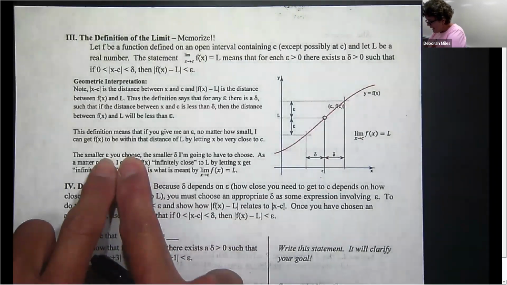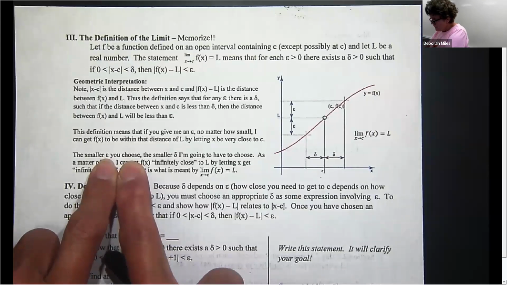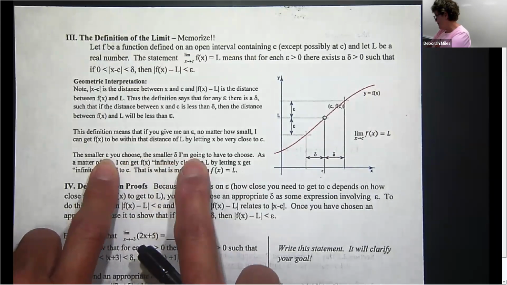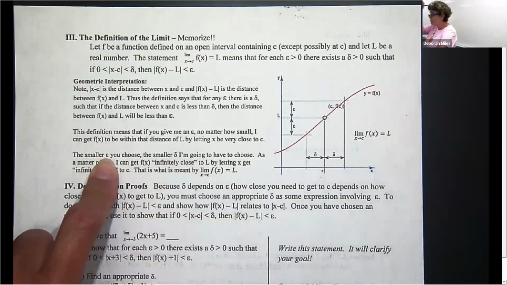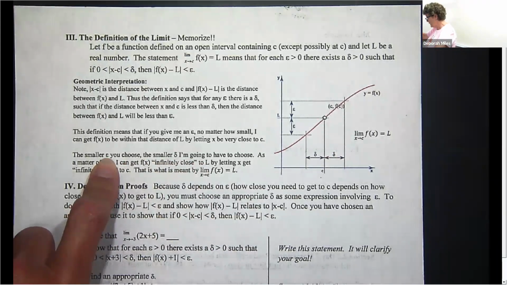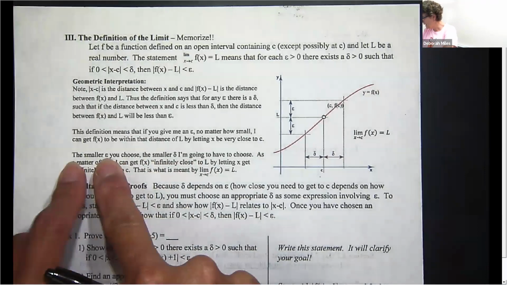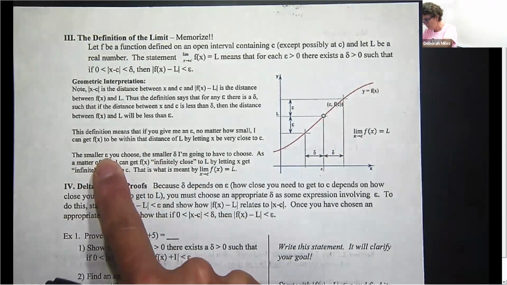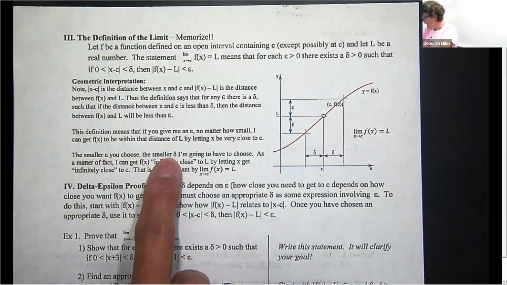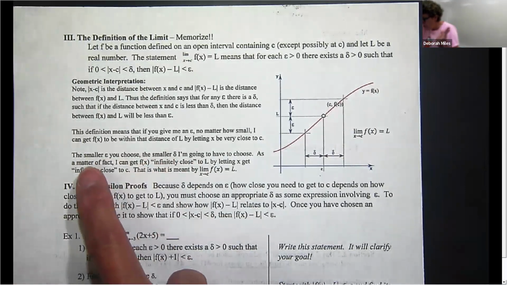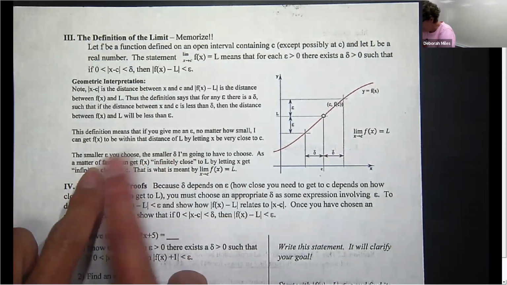The smaller epsilon you choose, the smaller delta I'm going to have to choose. The closer your bullet has to be to the bullseye, the less wiggling my gun can do. That makes sense? You give me a tiny, tiny epsilon, I got to be really, really close to the bullseye. I'm going to have to let my gun wiggle less. I'm going to have to choose a smaller delta.